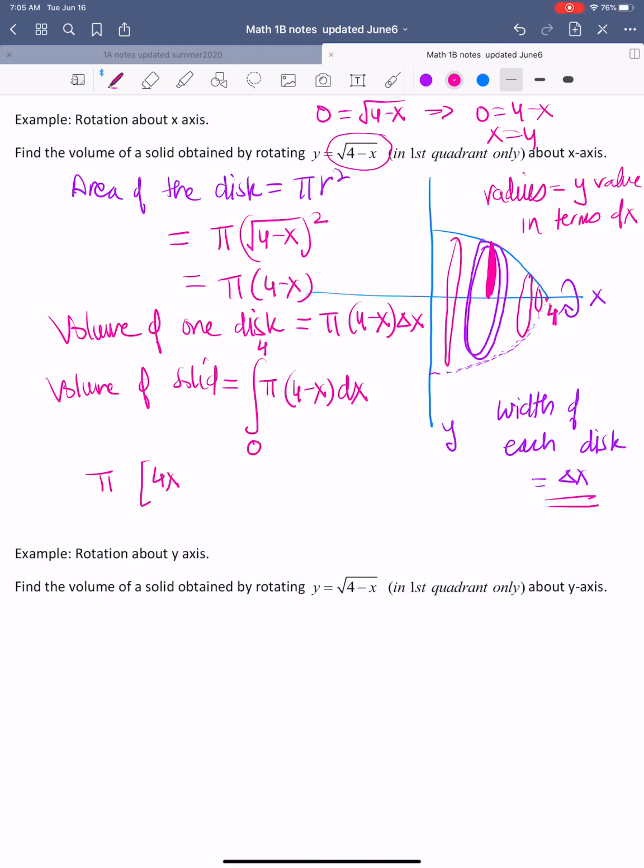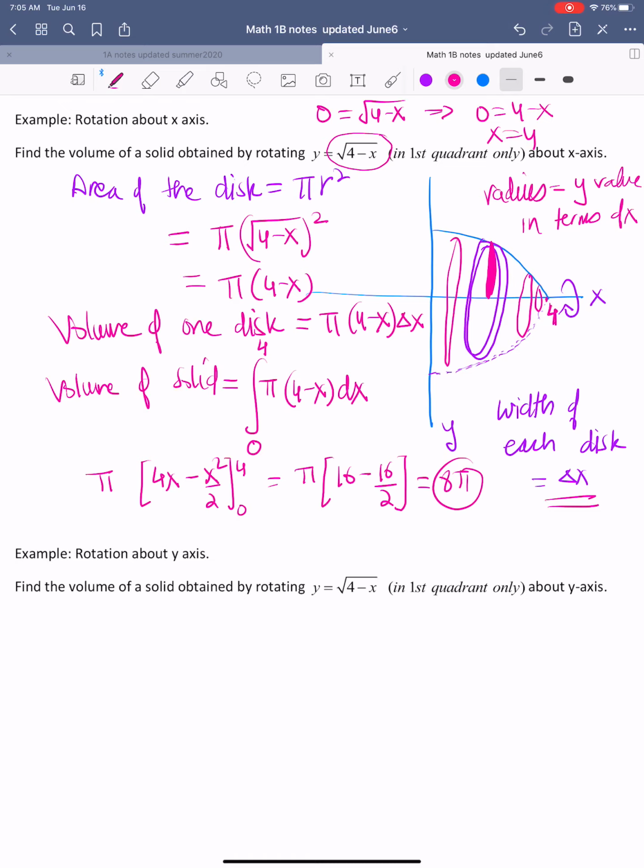Once we integrate, it would be pi times 4x minus x squared divided by 2 from the bounds 0 to 4, and that comes out to be 16 minus 16 divided by 2. We don't need to worry about subtracting the 0, it's all going to be 0. So the volume of the solid comes out to be 8 pi. The first thing you want to do is draw the picture, figure out where you're touching the x-axis and where you're touching the y-axis. Those are going to be your bounds.